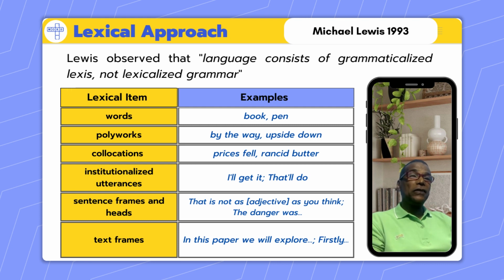Lexical item and its examples. Words: book, pen. Polywords: by the way, upside down. Collocations: prices fell, rancid butter. Institutionalized utterances: I'll get it, that'll do. Sentence frames and heads: That is not as adjective as you think. The danger was text frames.